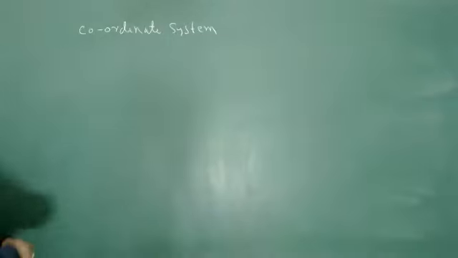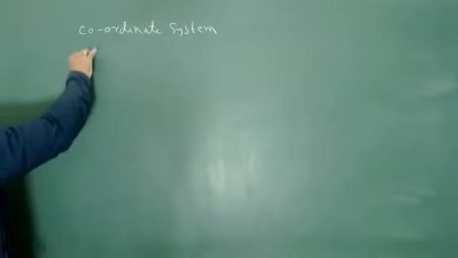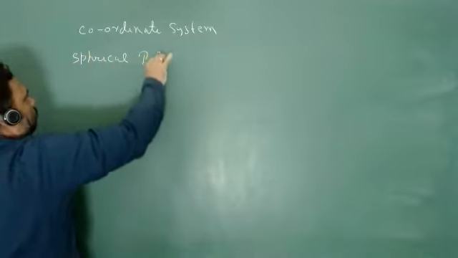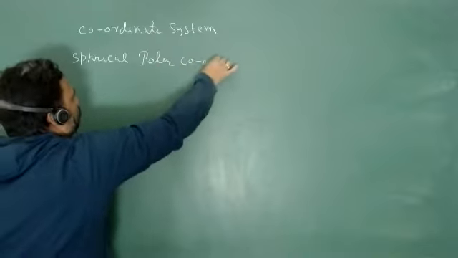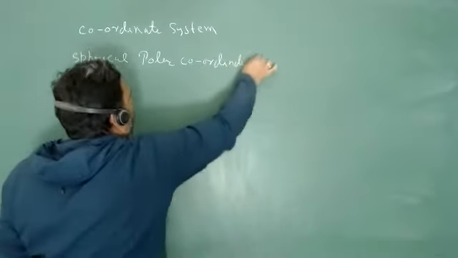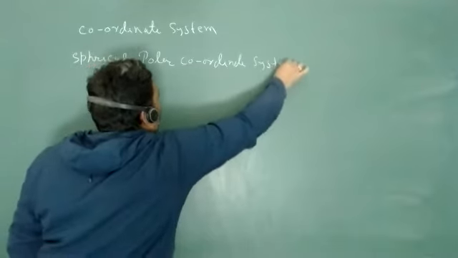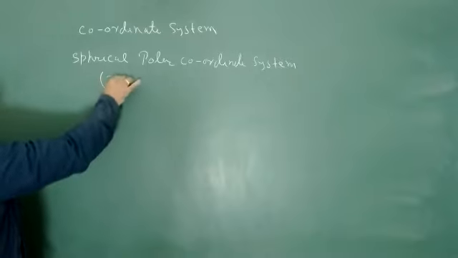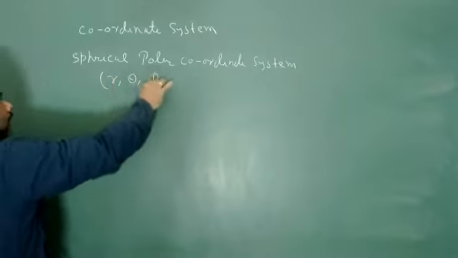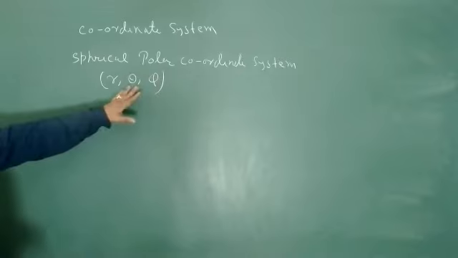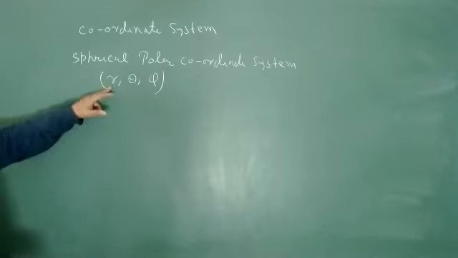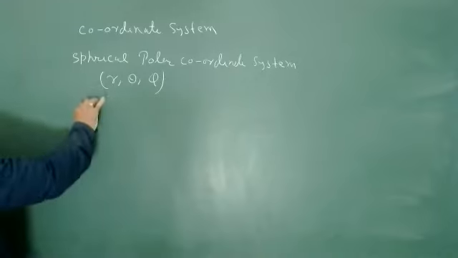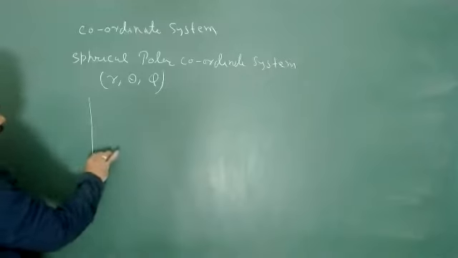So for the spherical polar coordinate system, what are my variables? R, theta, and phi. There are two angular variables, and one is radial. But this r and the r in the cylindrical coordinate system are different. So now, how can you define all these things?